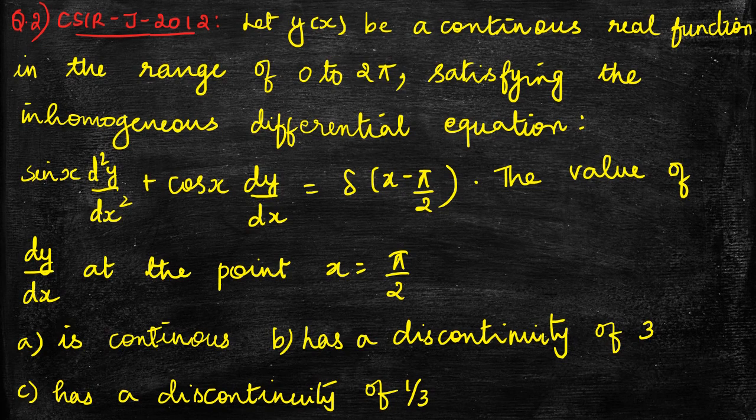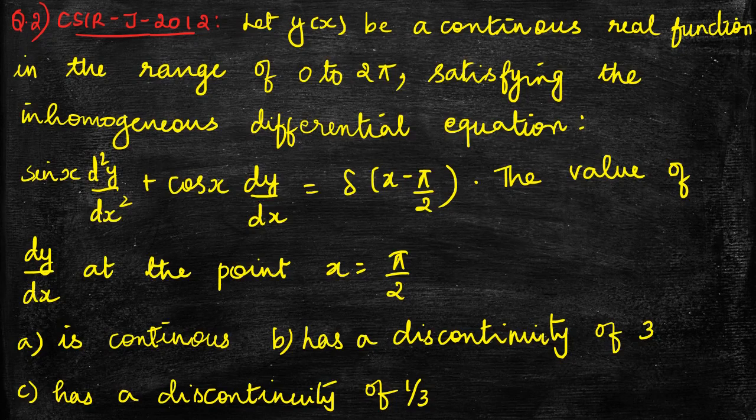So here it is from June 2012. Y of x is a continuous real function in the range 0 to 2 pi, satisfying an inhomogeneous differential equation. So they have already given that it is inhomogeneous, that is our RHS will not be equal to 0. And the value of dy by dx at point x is equal to pi by 2. We have to find the value of dy by dx at x is equal to pi by 2. So we'll have to check which option suits the answer.